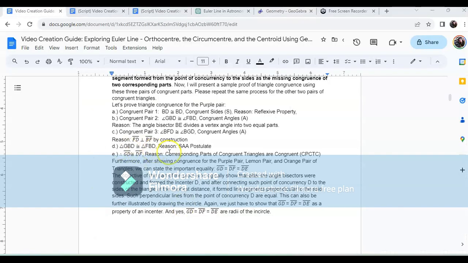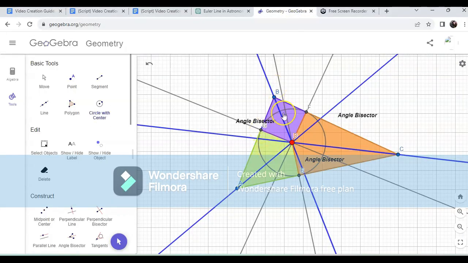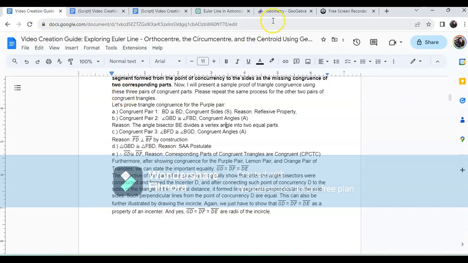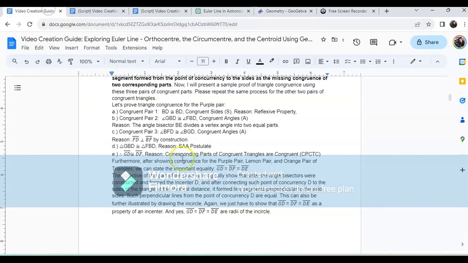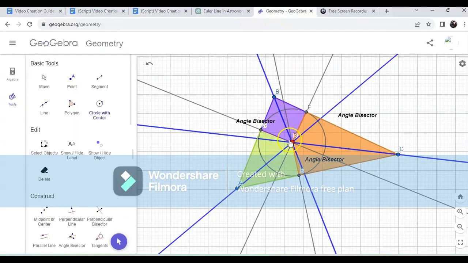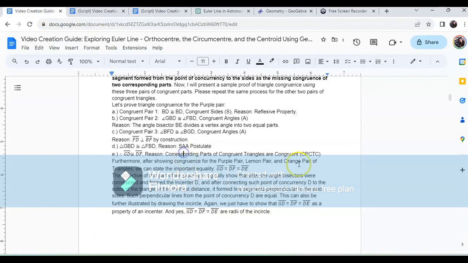Hence, triangle GBD is congruent with triangle FBD. And the reason is the side angle postulate. Therefore, we can conclude that side GD is equal to side DF. And the reason is CPCTC. Corresponding parts of congruent triangles are congruent.